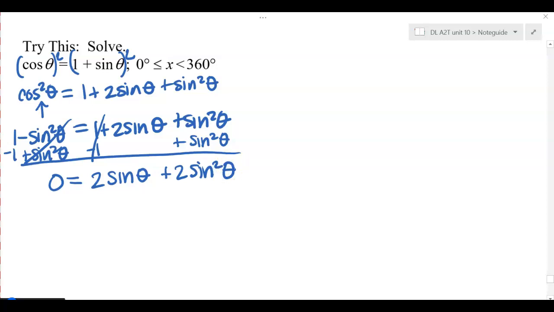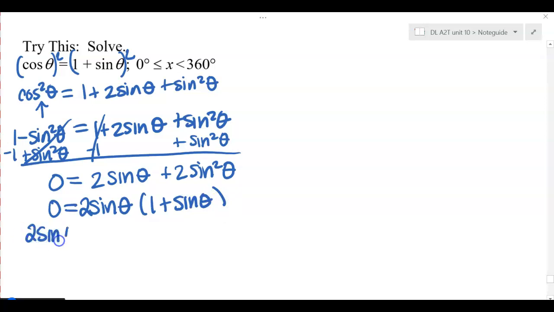So here's my quadratic, and it is factorable. So I would factor that by removing the greatest common factor, which is the sine. Oh, it's 2 times the sine. And that would leave me with 1 plus sine theta. So I'm going to set 2 sine theta equal to 0 and 1 plus sine theta equal to 0.